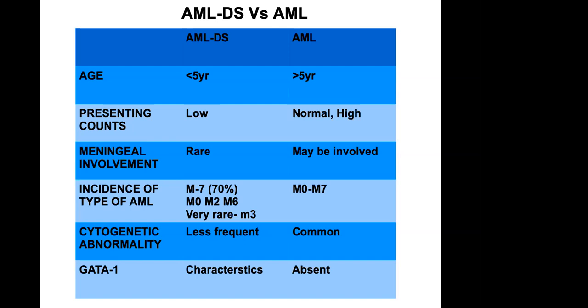In incidence, AM7 is the most common in AML-DS. Anywhere you can find meningeal involvement in AM7. Cytogenetic abnormality is less frequent, as we have seen last time, but in AML it is common, like NPM1, CKIT, FLT3 ITD. Other abnormalities are more common in AML without Down syndrome. GATA1 is very characteristic of AML-DS or TMD rather than AML without Down syndrome.